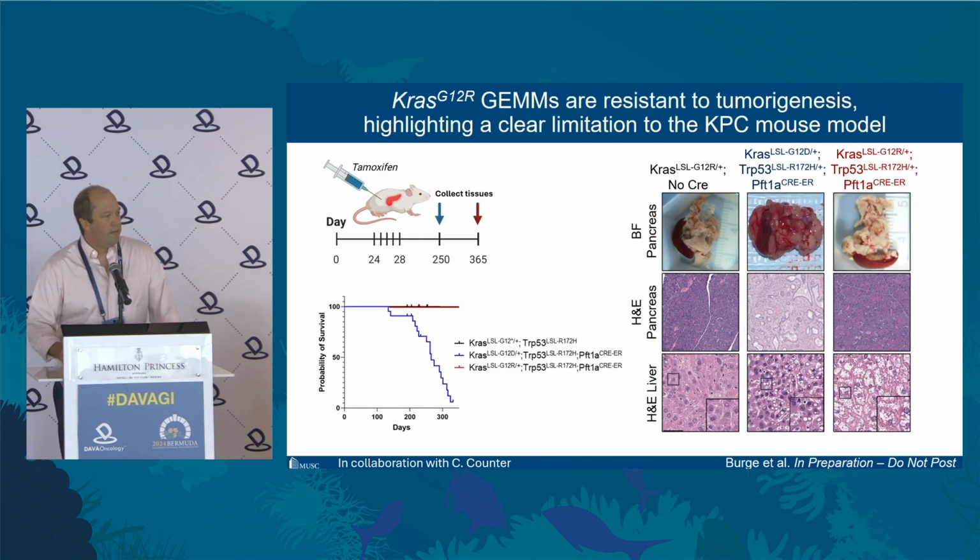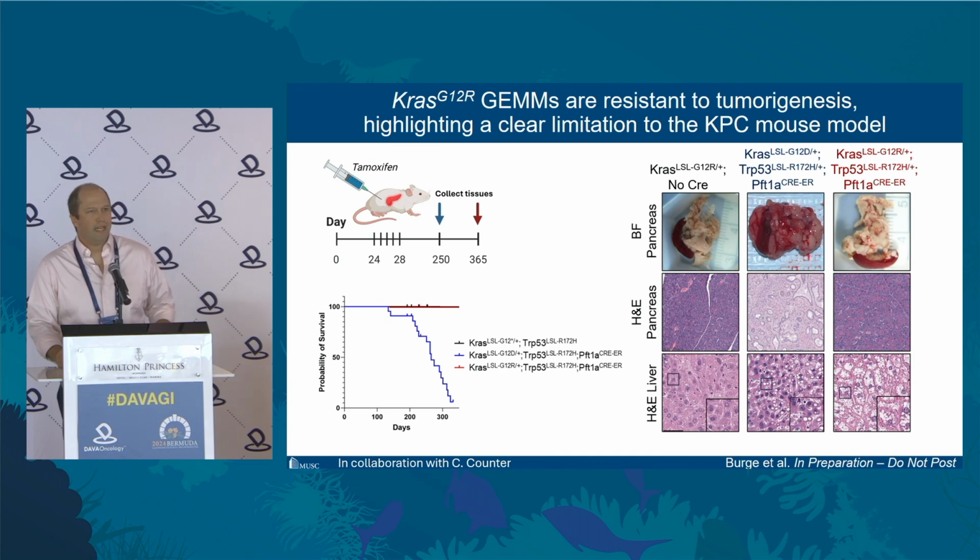Next. Despite all of this, the trouble that we keep running into, and I've talked about earlier, is that the G12R mouse is resistant to driving tumors. This is work we've done in collaboration with Chris Counter, who's also here today. We've made G12R mutant mouse models, and these mice with the 12R allele are as healthy as can be, and they just never pass away from disease.